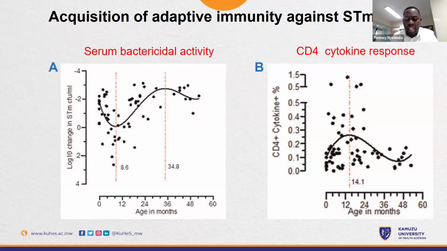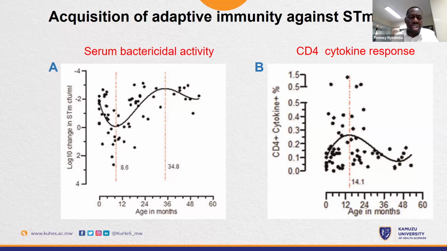So the killing is supposed to be mediated by the antibody. If a child has got specific antibody, we'll be able to fix complement, and it is through complement-mediated killing that the Salmonella would actually be killed.